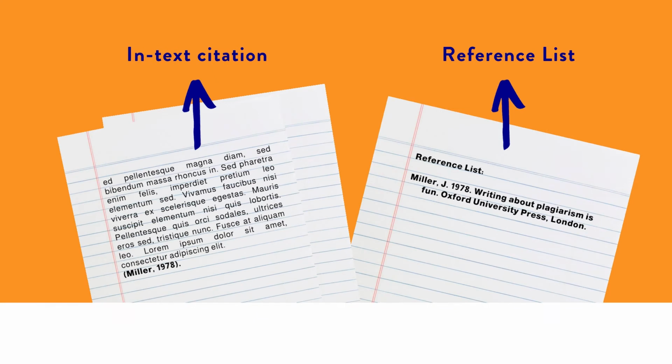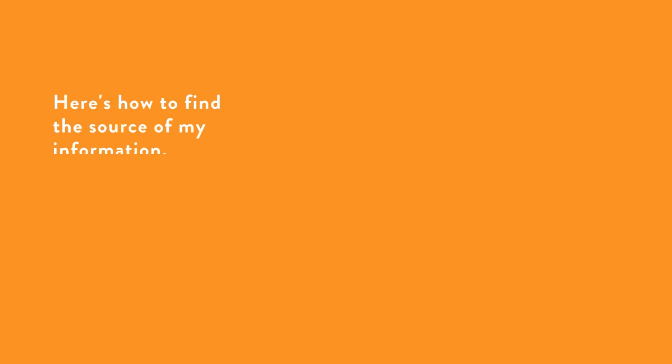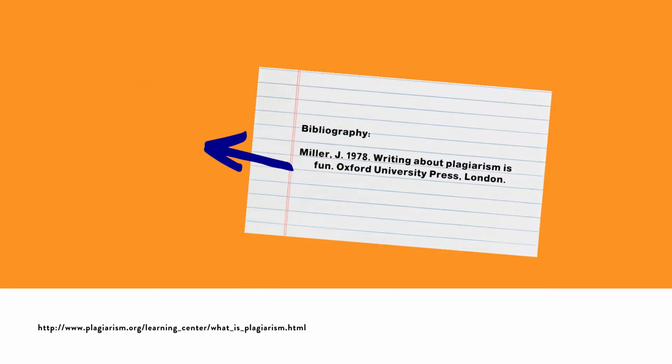Citations consist of two parts: an in-text citation and a reference list, which is sometimes called a works cited page or a bibliography. The in-text citation tells your reader which words or ideas in your work came from another source, whereas the reference list gives your readers the necessary information to find that source again, if need be.